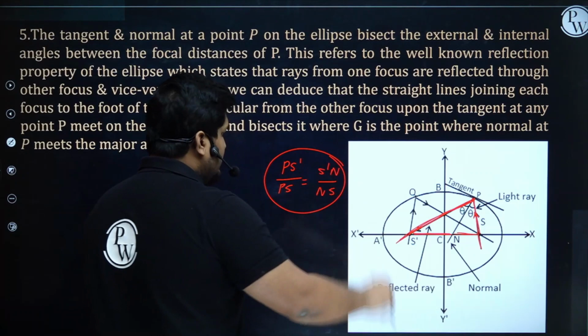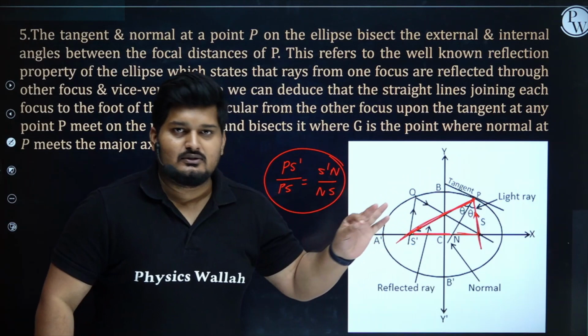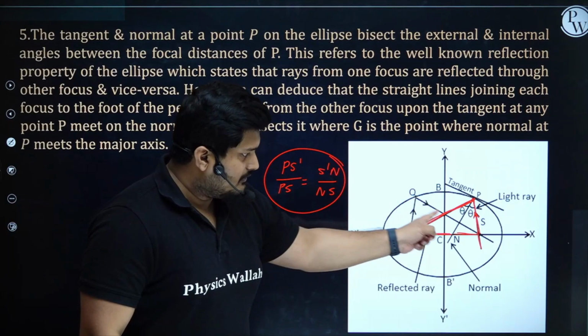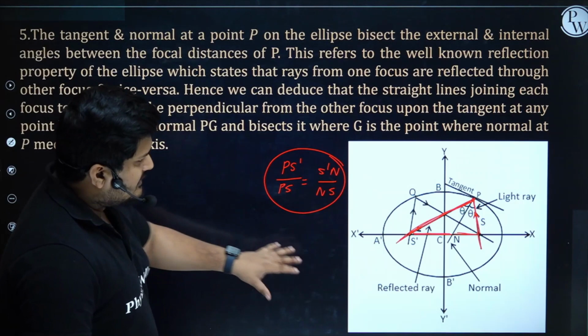So there is a reflected ray, this is the incident light ray. This is what you need to remember, that after reflecting through one focus, it will pass through the other focus. The same goes for the other focus also. You pass it through one focus, after reflection through the surface, it will pass through the other focus. Clear? So don't go for the proving, guys. Just remember it, okay?